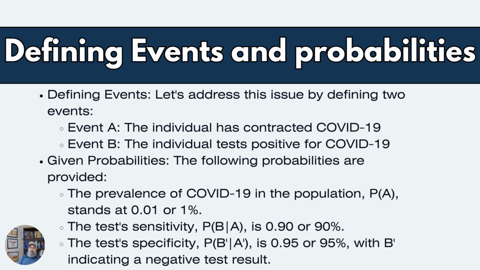The specificity of the test is P of B prime given A prime, or in other words, the complement of B given the complement of A. In words, it's the probability of a negative test given a healthy person is tested. And this is 0.95 or 95% chance. Where B prime, again, is the person tests negative event.